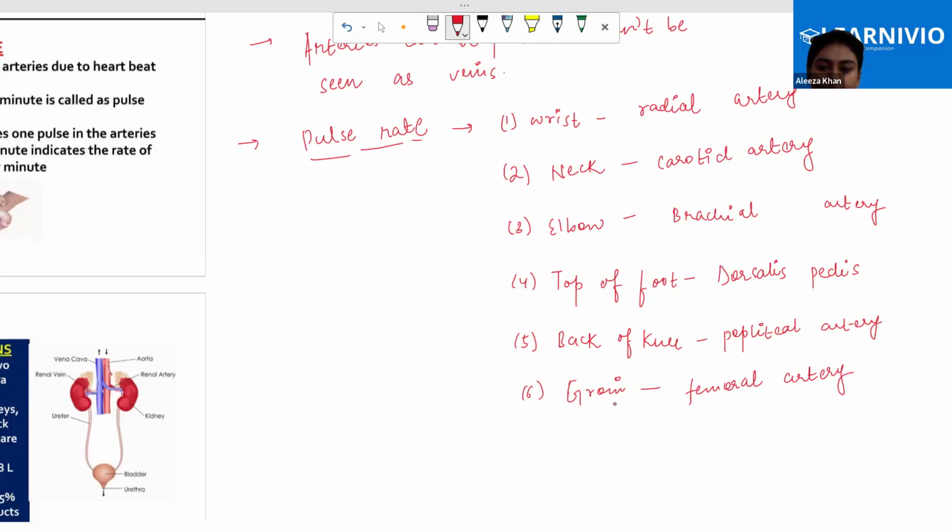What's the normal pulse rate? That is 60 to 100. I told you, heart rate and pulse rate are the same. But if you are feeling those rates at these regions, you can't consider that under heart rate because this is not your heart. The wrist is not your heart. These are different body parts where you can feel it. So here you are using the term pulse rate. Pulse rate and heart rate are both the same, having 60 to 100 as the normal range.